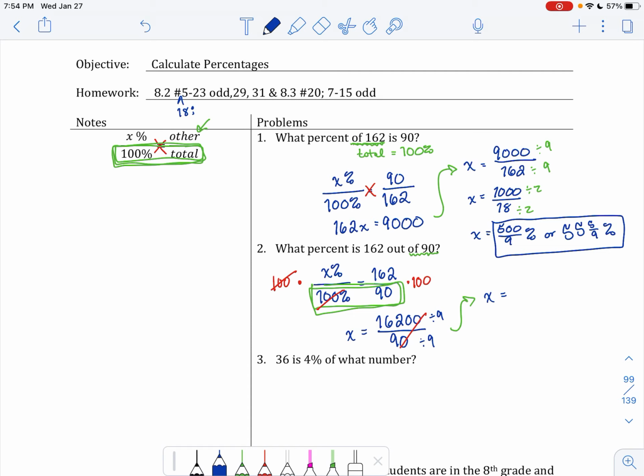Oh, I made a mistake along the way. I forgot about this. So divide both sides by 9. And then I get 162 divided by 9, which is 18. And then the 0 right here. So it is 180%.